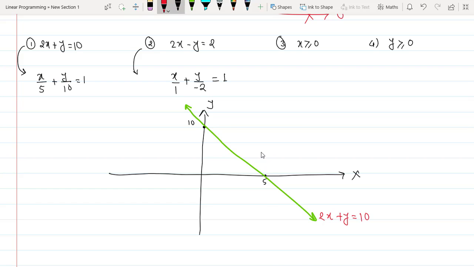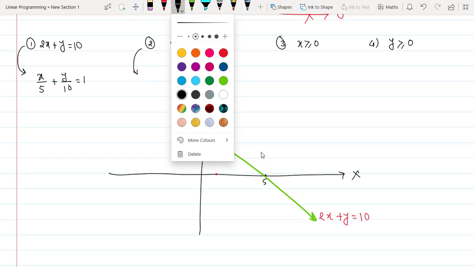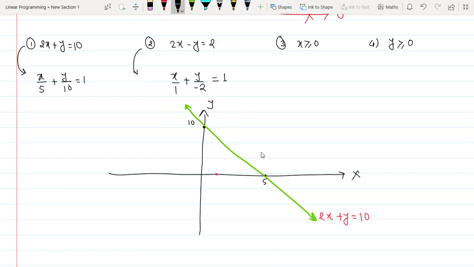Next line is what? This is the second line. So 1 on the x-axis, and minus 2 on the y-axis. Suppose we have here somewhere it is minus 2 on the y. So let's draw the line now. This is how we get the line. Let's name this, which is nothing but 2x minus y equals 2.